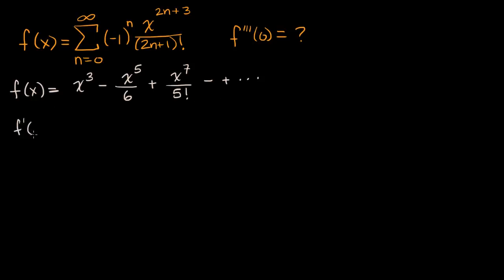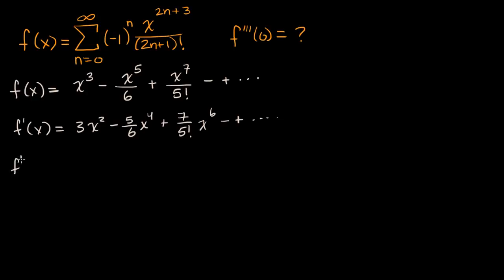So f prime of x is going to be equal to, we're just applying the power rule here, 3x squared minus 5 over 6 x to the 4th plus 7 over 5 factorial x to the 6th. I'm just applying the power rule. Minus, plus, we just keep going on and on and on forever.